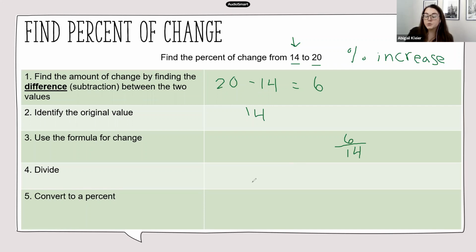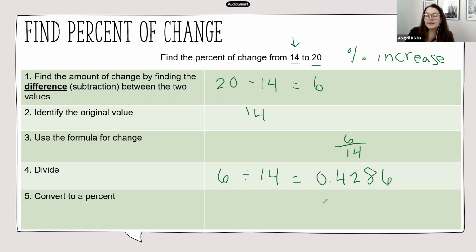Our fourth step is we're going to go ahead and divide. So when we divide a fraction, 6 over 14, we can rewrite that as 6 divided by 14. And I'm going to go ahead and use my calculator for that. 6 divided by 14 gives us a decimal of 0.428, and we're going to round that last number to a 6.